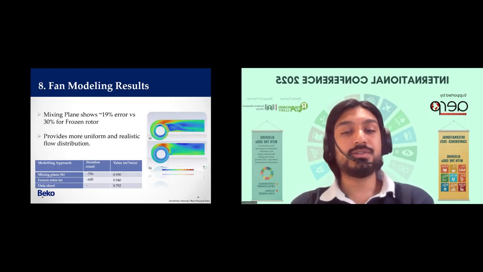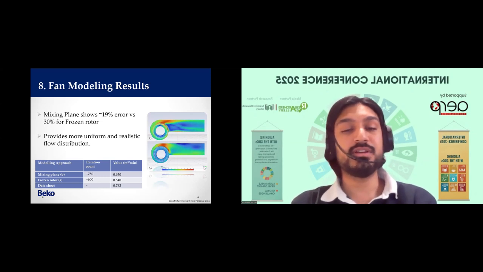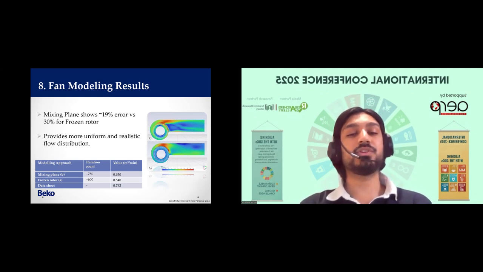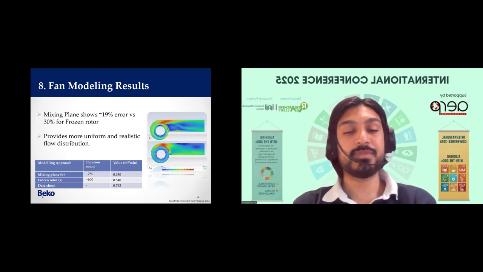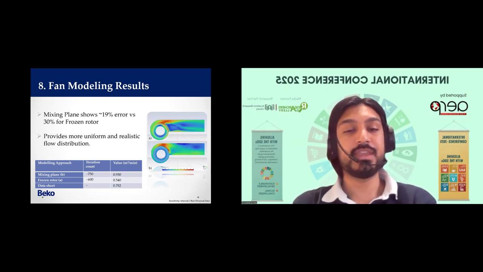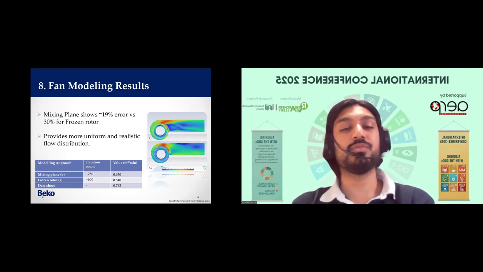Here we will compare the two fan models against the manufacturer's specifications. The frozen rotor method predicted a flow rate of 0.54 meter cube per minute, while the mixing plane predicted a 0.93 meter cube per minute flow rate. The datasheet value provided by the manufacturer for this type of fan was 0.78 meter cube per minute. When we look at the error rates, the mixing plane approach achieved around 19% error, compared with the 30% error for the frozen rotor model.